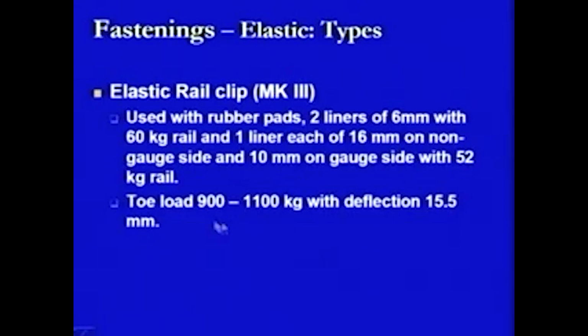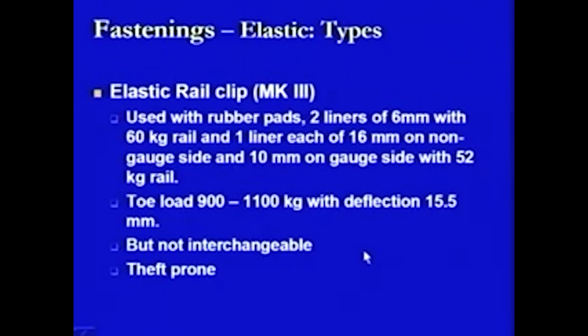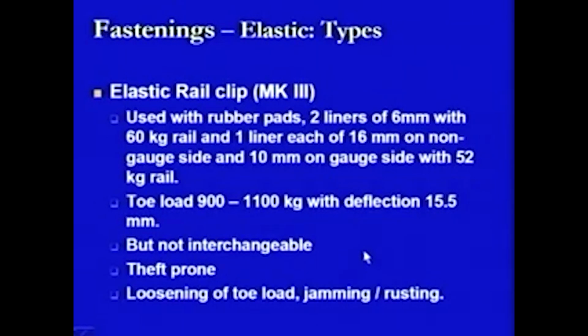And in this case the toe load is comparable to the toe load of the IRN 202 clip, where it was 1000. Here it varies between 900 to 1100 kgs, but at this level the deflection permitted is lower than the IRN 202 clip. It is 15.5 mm. These are not interchangeable and they are also theft prone. And the loosening of toe load is there, and with the loosening of toe load there are times they also get jammed, or rusting may also take place.